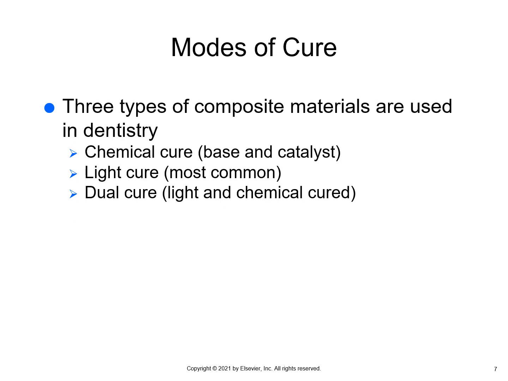Three types of composite materials are used. The chemical cure consists of a base and a catalyst, and when mixed together, that initiates the chemical reaction. Like I said, the light cure is the most common. That's using a curing light only to begin that reaction. And then there's the dual cure that requires both that base catalyst as well as the light.